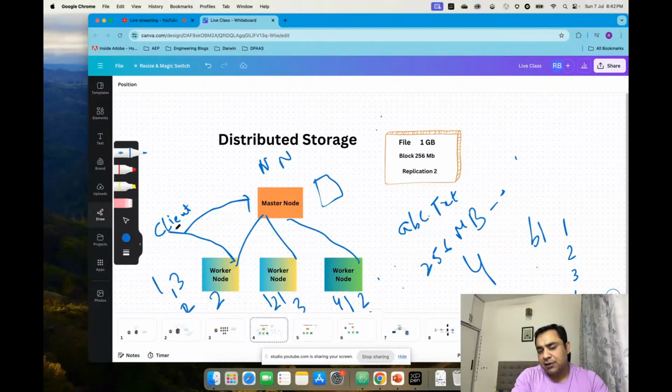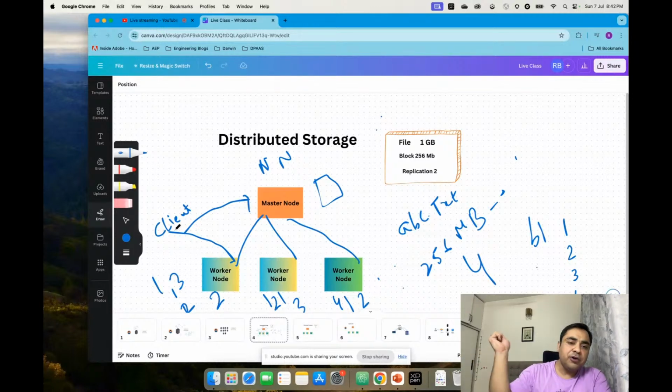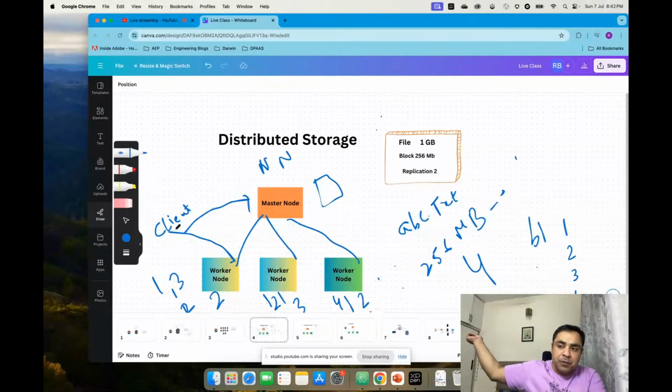So a client is anything that wants to read the data. Let's say you want to store a big file on Hadoop. That means you are going to interact with a utility or a Java program. Then you are behaving as a client, so whosoever wants to write the data.